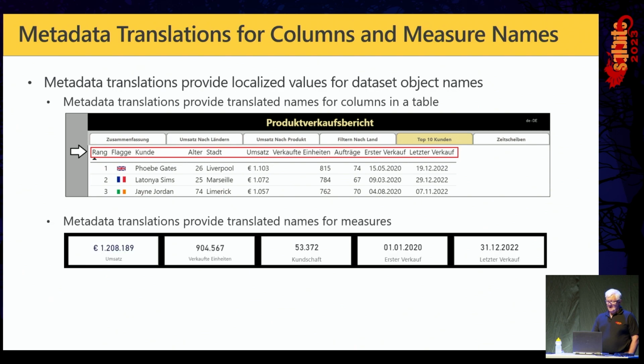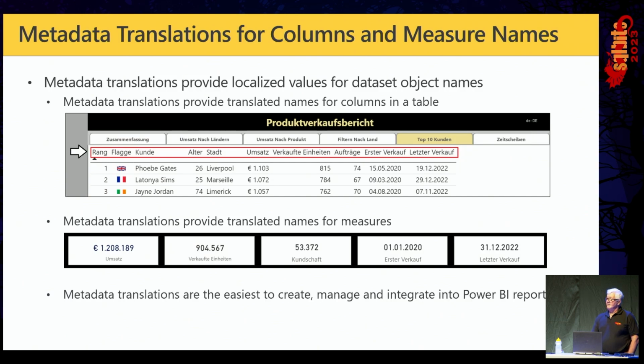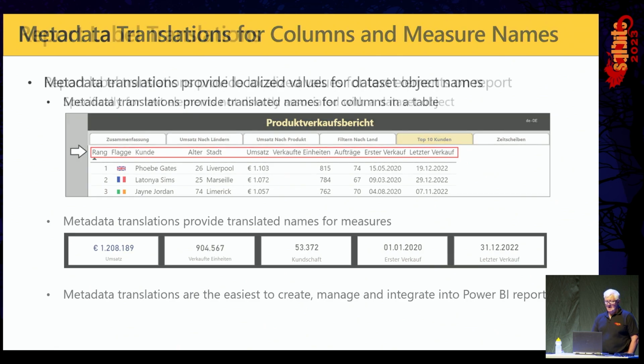Okay, as we go through here, let's start with what metadata translations look like. So things like column names. So things like the names of measures that you'd show in a card visual. These are examples of what metadata translations are. And once again, they're the ones that provide support out of the box. So in general, I find they're the easiest ones to implement.